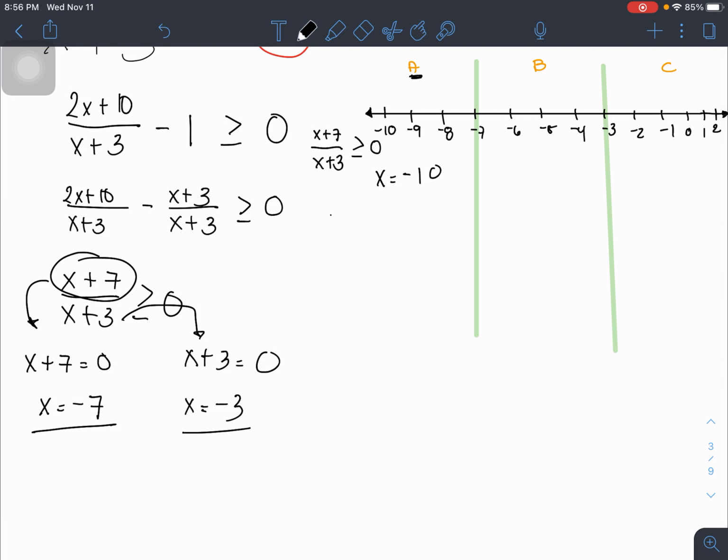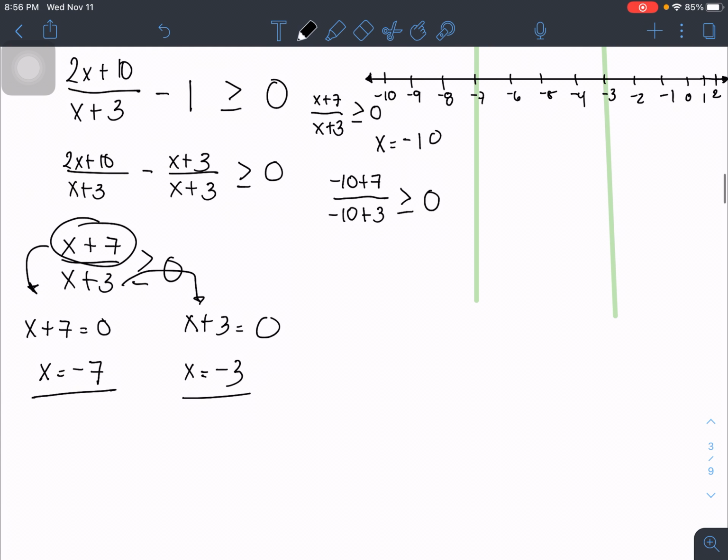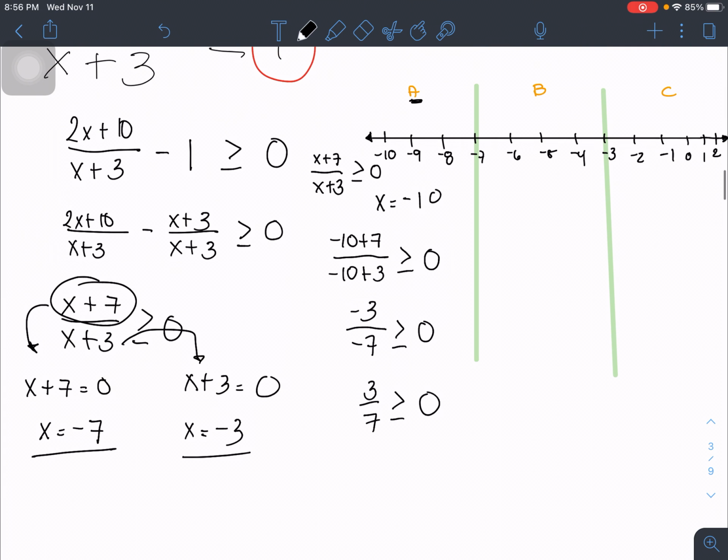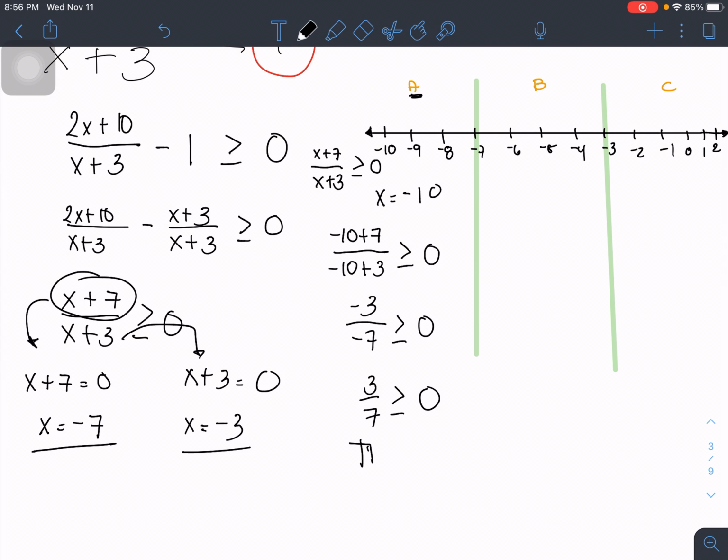So this will be (negative 10 plus 7) over (negative 10 plus 3) greater than or equal to 0. Negative 10 plus 7 is negative 3, and negative 10 plus 3 is negative 7. Negative 3 over negative 7 is 3 over 7, which is greater than or equal to 0. So is this argument true or false? Apparently, this argument is true.